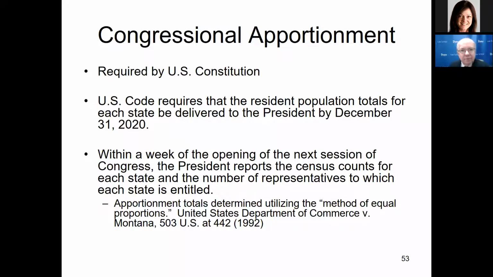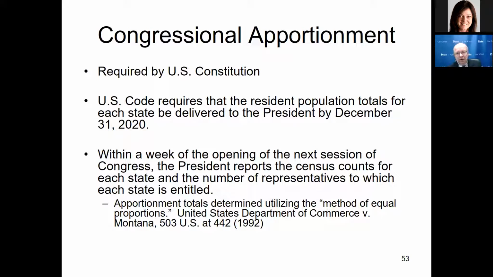Subsequent to that is congressional apportionment. It's required by the United States Constitution, and United States Code requires that the resident population totals for the state should be delivered to the president by December 31st, 2020. And following that, the apportionment totals would be delivered to Congress. What happens is once the population is determined, the number of members of Congress each state is entitled to is determined based on the population of the state.